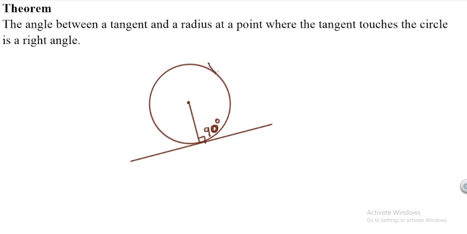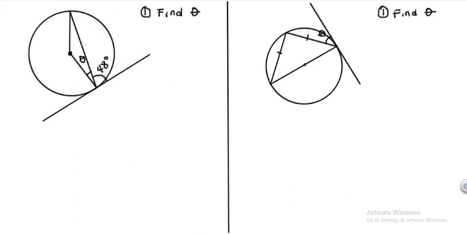So whenever you have a tangent line, say you have a tangent line here and you have a radius line touching the tangent line at that point of contact, this angle will be a 90-degree angle. So let's quickly look into examples for you to get the idea down. For the first example here, we are told to find theta. If you notice, this is the center of the circle. The center of the circle has a radius and touches the tangent at this point.